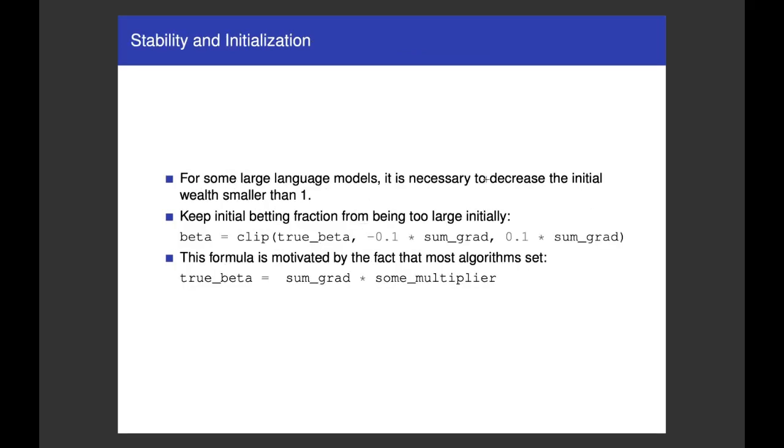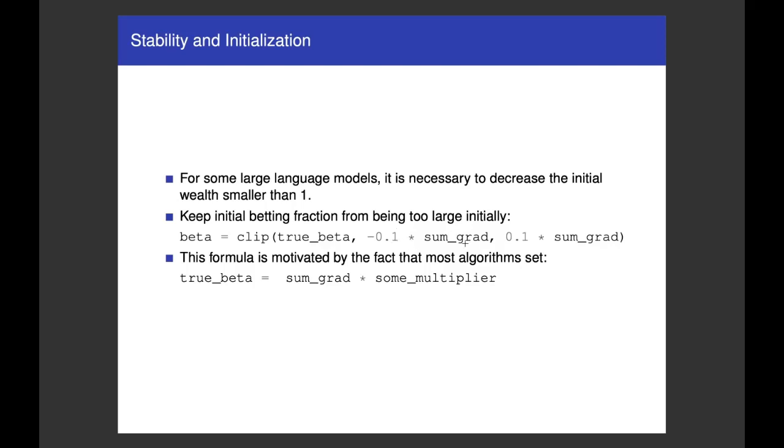So to start with, we sometimes need to decrease the initial wealth, although often that's not really necessary. And we're going to do one other heuristic trick, which is not that well theoretically motivated, to make things work, which is that we're going to keep the initial betting fraction from being too large initially. And this is also similar to preventing us from making large jumps in the beginning. So we'll take the true betting fraction, true beta, that we should be using, and we'll clip it to have magnitude at most 0.1 times the sum of the gradients.